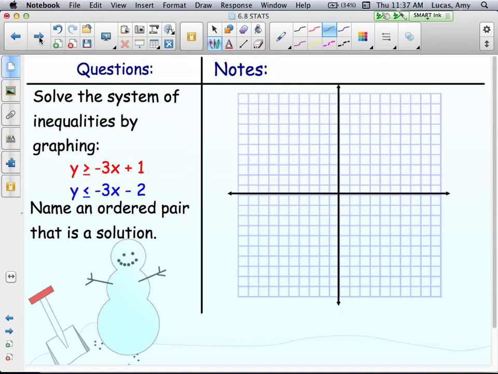Okay, example number 3. These two are ready to graph. So my red line starts at an intercept of +1. And the slope is -3/1. The symbol is greater than or equal to, so this is going to be a solid line, and greater than is shaded above.